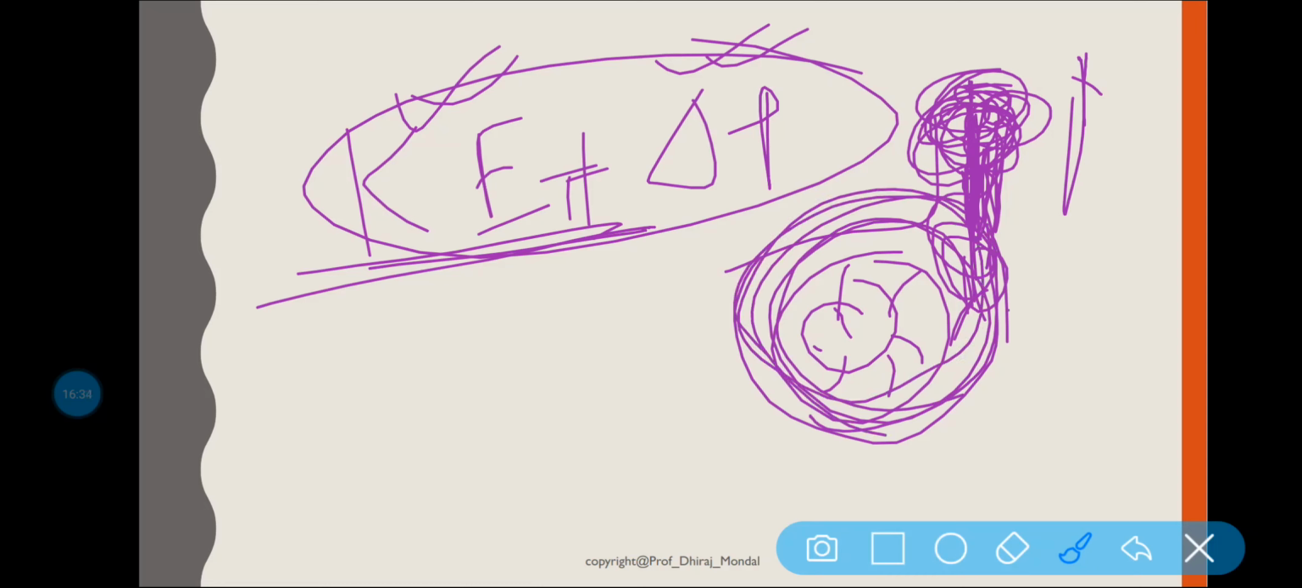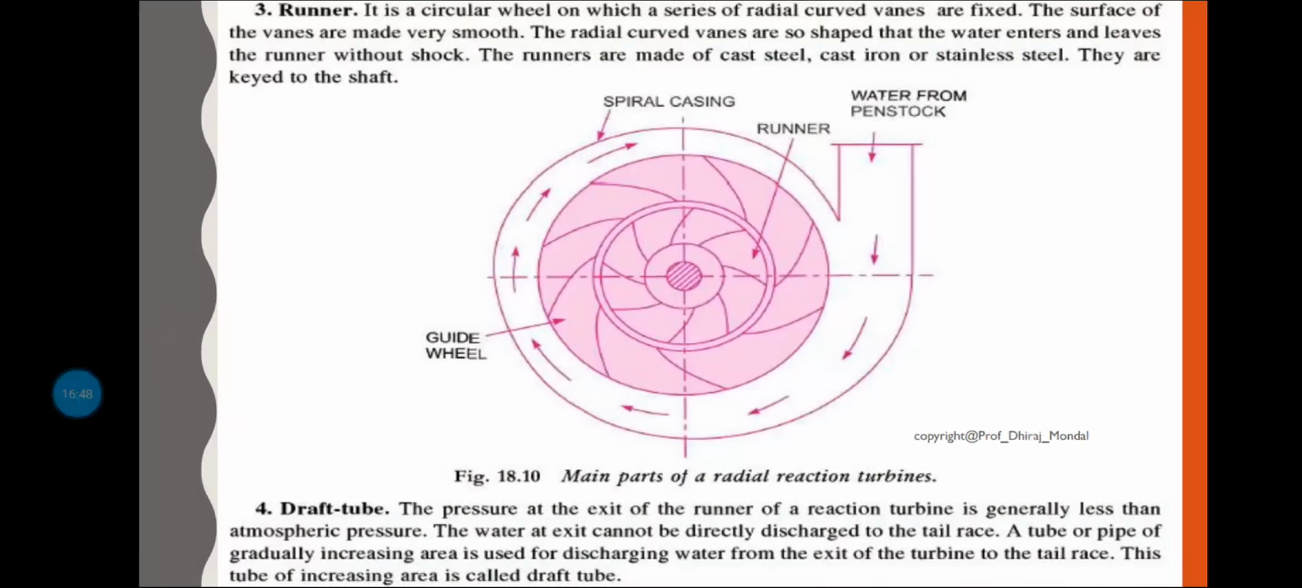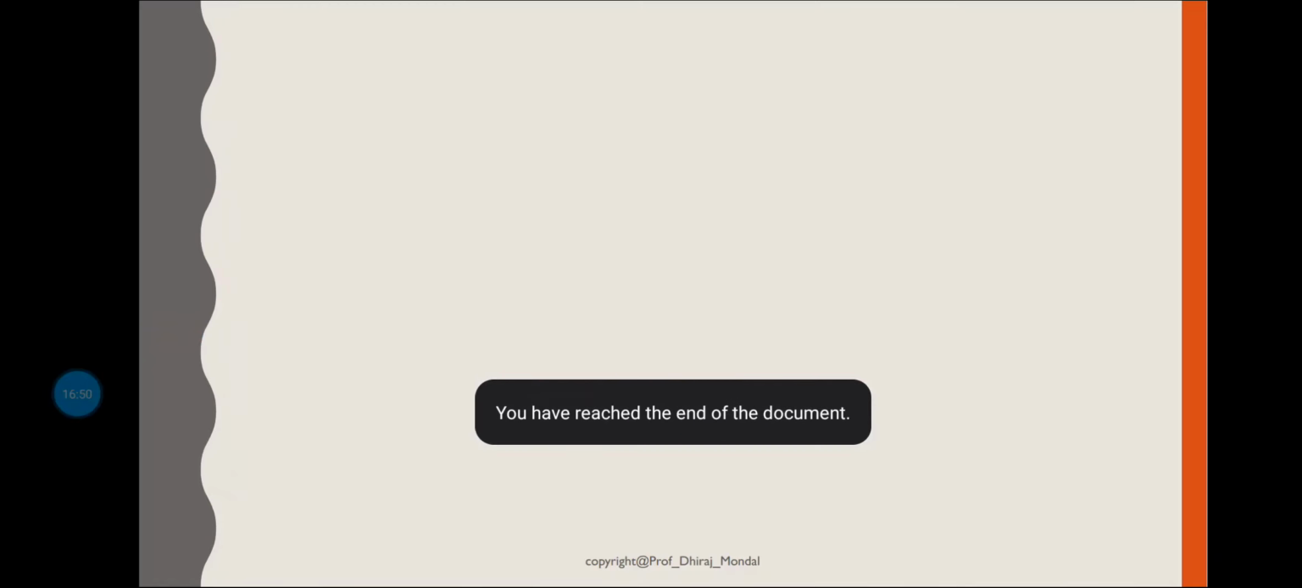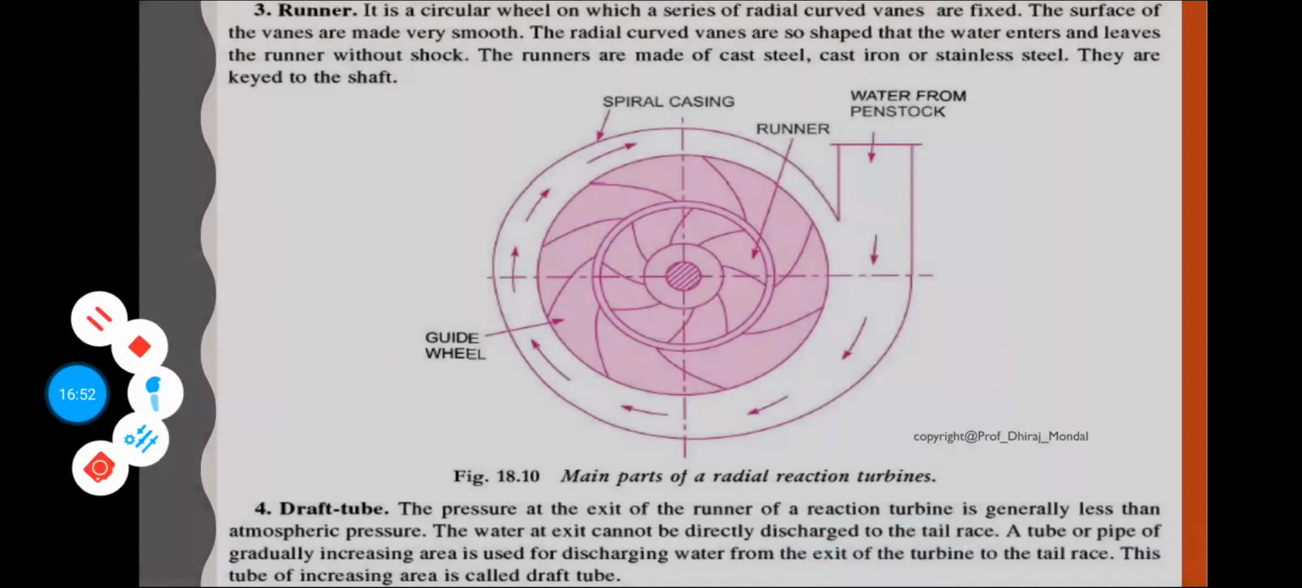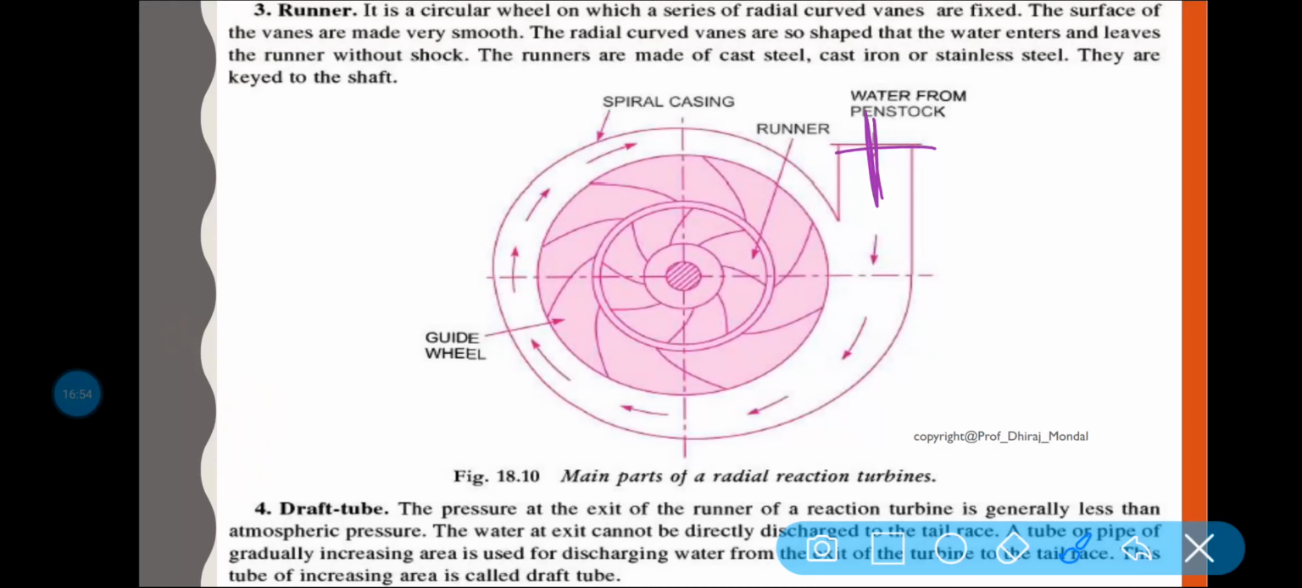I am coming afterward to the main components of the radial flow reaction turbine, but you just understand what is basically happening. Again I am drawing: in this diagram, when the water is entering from the penstock into the casing, initially there is pressure energy as well as kinetic energy.